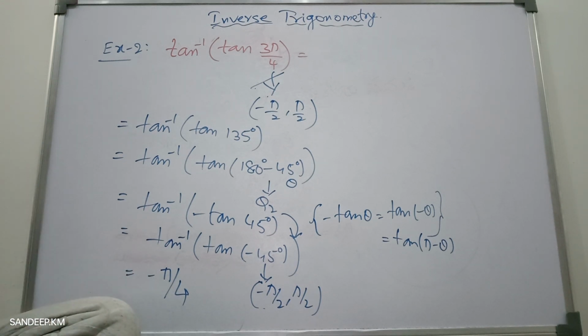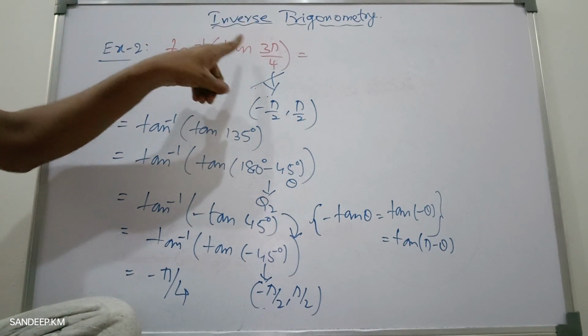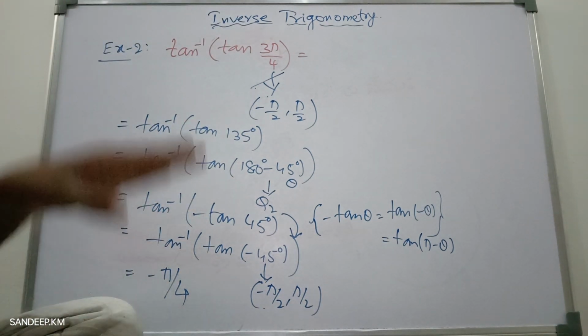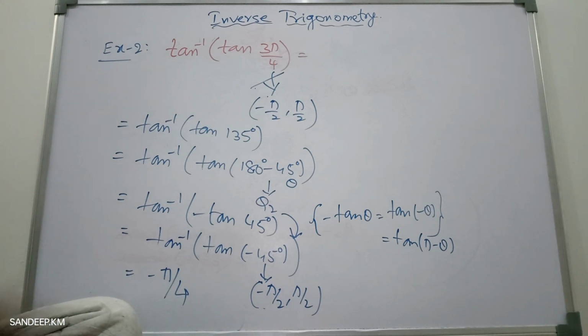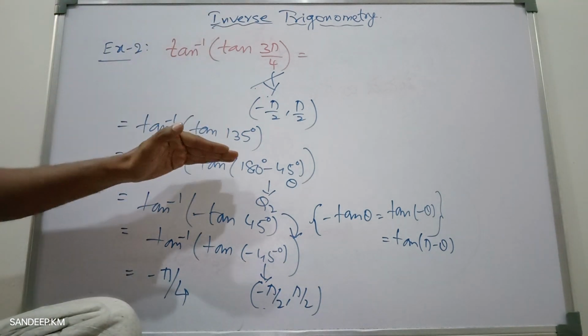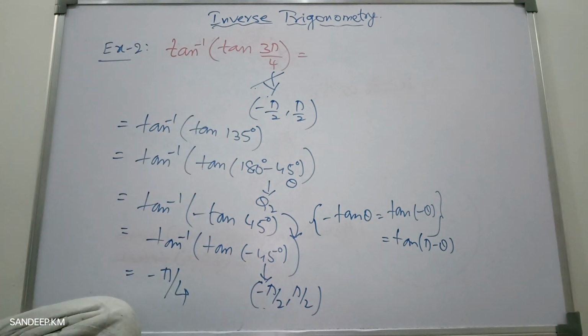My purpose while solving the problem is to convert this angle, which is not in the restricted domain of tan, into another angle which is in the restricted domain of tan. Before, it was not between minus 90 and plus 90. I did something to make sure that now it is between minus 90 and plus 90.